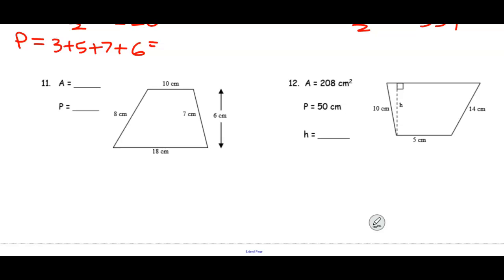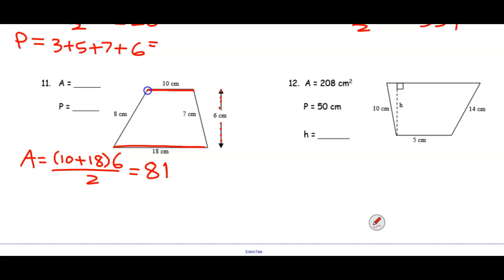Okay, this is part 2 of the notes for area and perimeter. So we got base 1, base 2. The area equals base 1 plus base 2 times the height, which is over here, divided by 2. So let's add those up. 10 plus 18 times 6 divided by 2 gives 84. And my units of measure are centimeters squared. Area is two-dimensional, area is squared always.